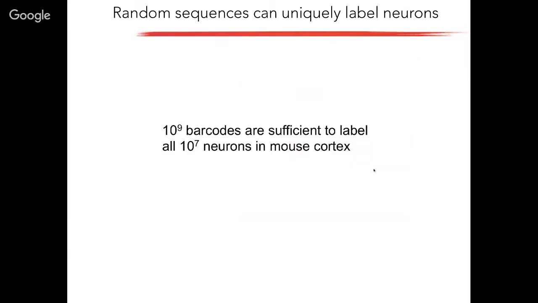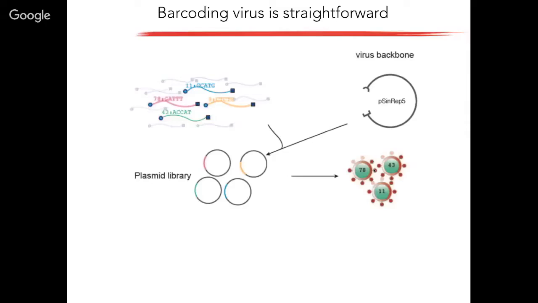double labeling. More concretely, 10 to the 9 barcodes are sufficient to label all 10 to the 7 neurons in a mouse cortex with sufficient diversity so that the chances that 2 neurons will be labeled the same by chance are pretty small.